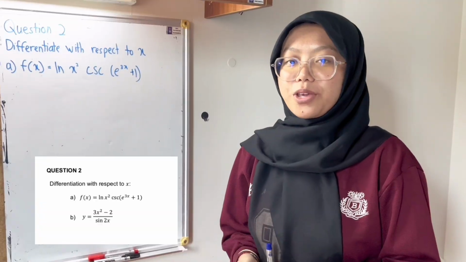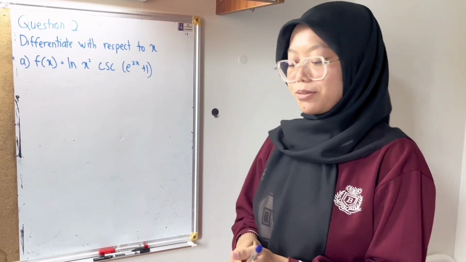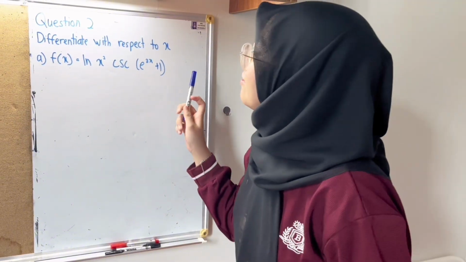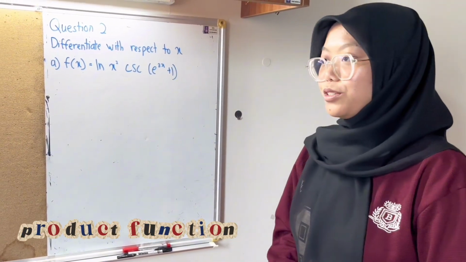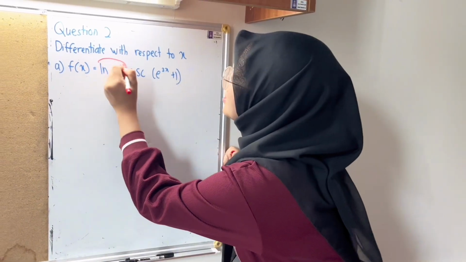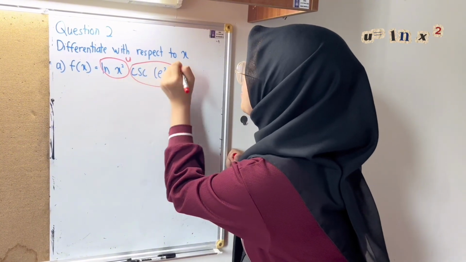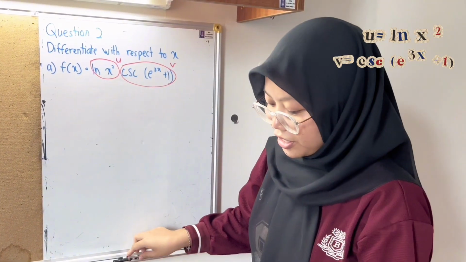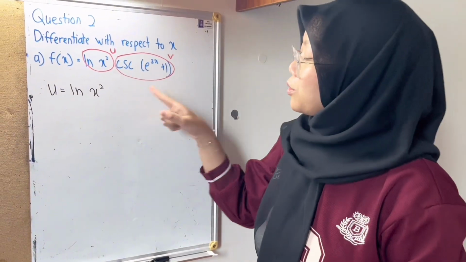For question 2, we have 2 parts. Now I want to teach you how to solve the first part. Here we have a product function. Where we have a product function, we need to use the product rule. The first part should be U, and the second part should be V. We need to differentiate U to U prime.